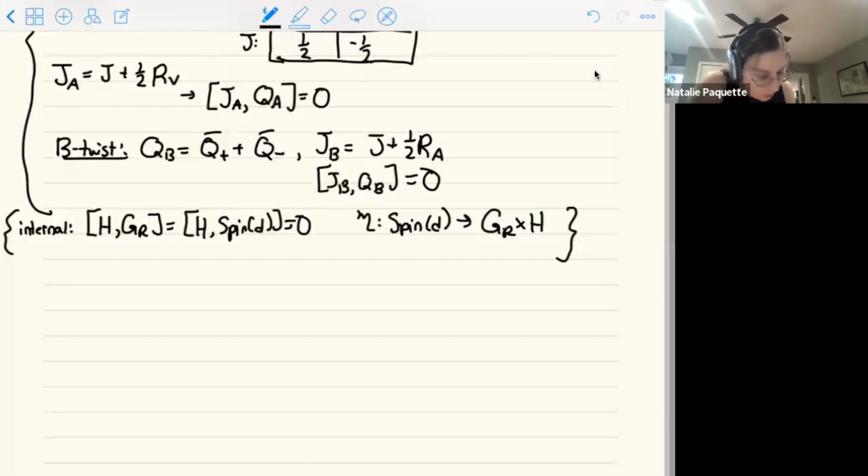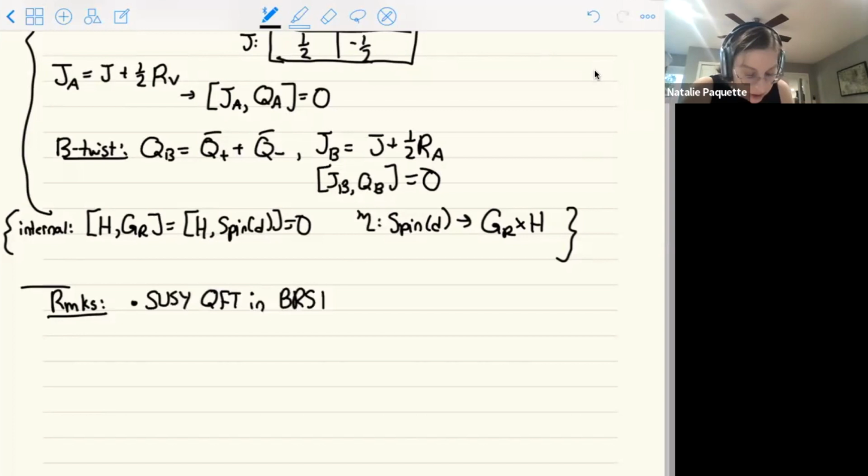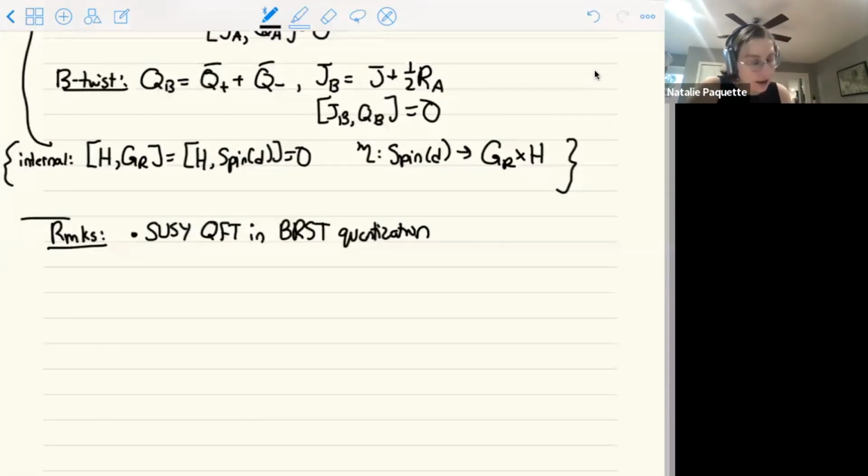Let me make some quick remarks, including one that's relevant to one of the questions from earlier. So remarks. In general, I could study some SUSY QFT, as was asked about, in the BRST quantization, which we reviewed at the beginning of the lecture, and as well, I could consider the supersymmetric twist of this thing in the BRST quantization. In general, a SUSY quantum field theory in the BRST quantization has two natural conserved quantum numbers, which mathematically we call gradings.